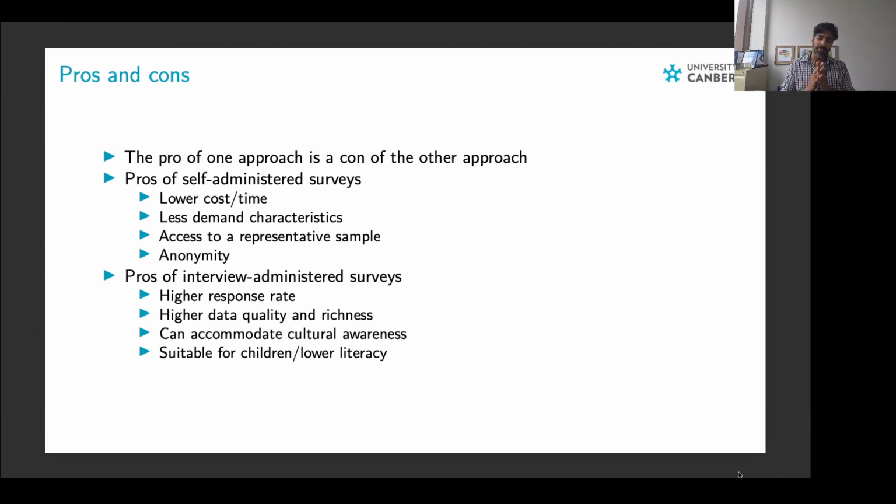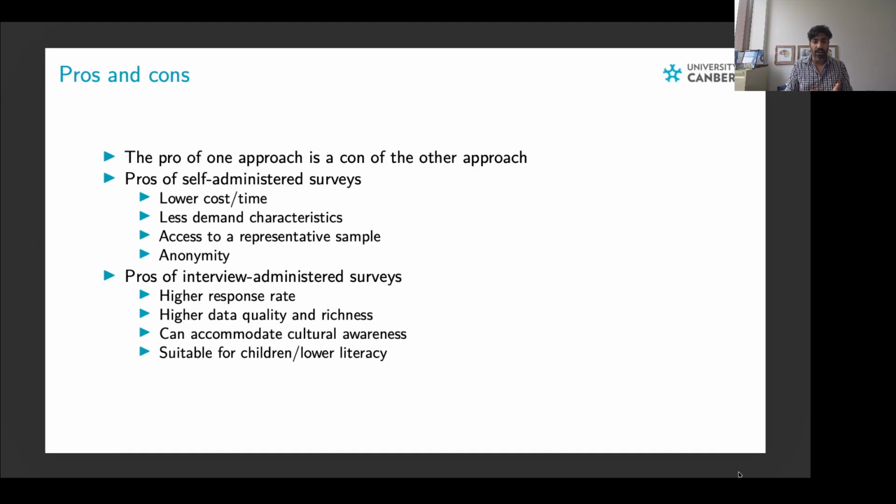But the pros of interview administered surveys, yes, it's still ecologically valid in this context, because you're going to their place of where they live to administer the survey.